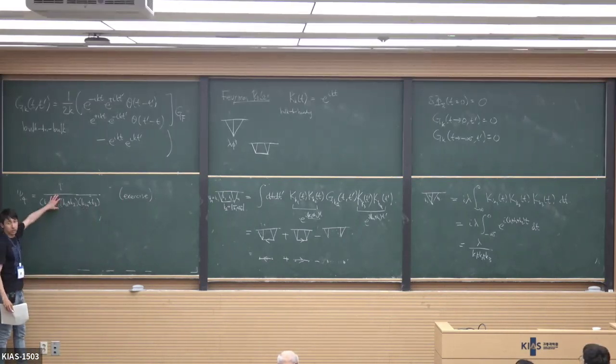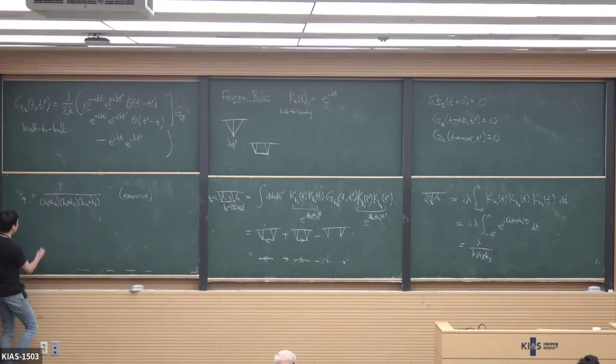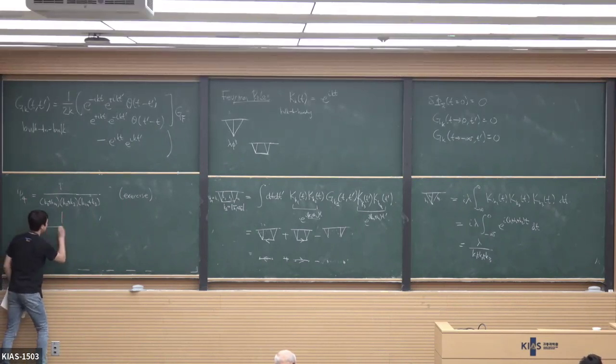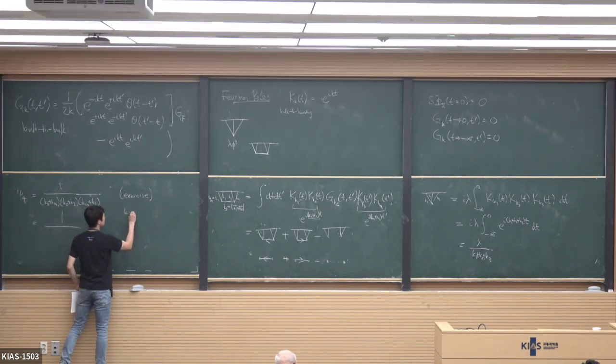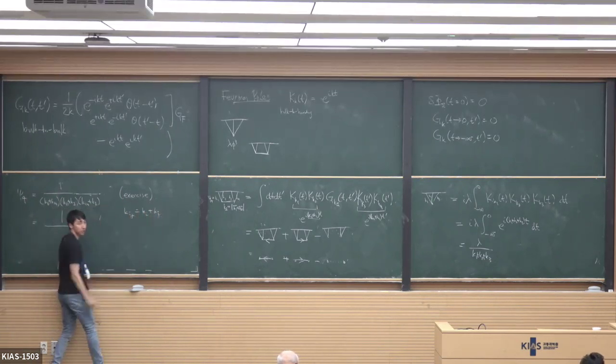Now, I'd like to mention some important properties of this final result. First of all, I'm going to rewrite this. Here I've defined this k12, so kij is ki plus kj. It's just a sum.